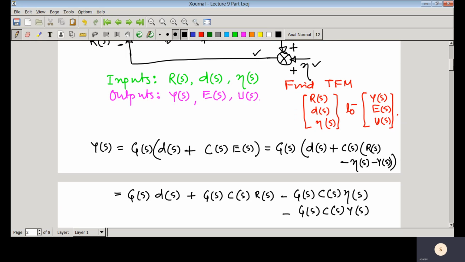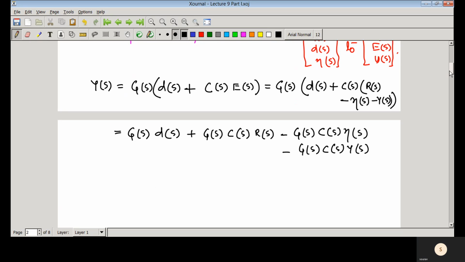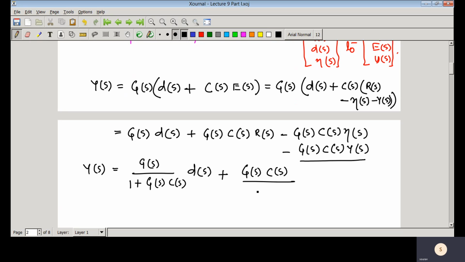So then what is YS? If you take this particular term to the left and if you take that common, then we can write that YS is equal to GS divided by 1 plus GSCS into DS plus GSCS divided by 1 plus GSCS into RS, and the last one is minus GSCS divided by 1 plus GSCS into eta S.